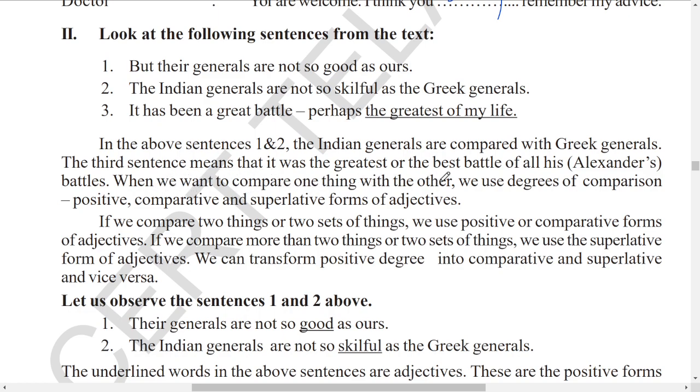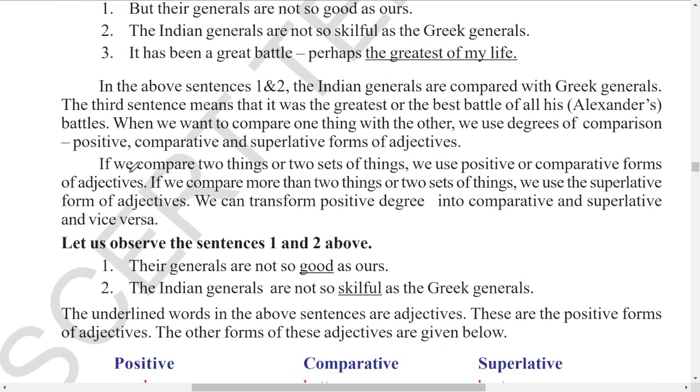Next one, when we want to compare one thing with another, we use degrees of comparison. So this is all a case of degrees of comparison. There are 3 degrees of comparison. What are they? Positive degree, comparative degree, superlative degree. If we compare two things or two sets of things, we use positive or comparative. Positive is used to equalize, whereas comparative is used to show the difference. Both of them are used with only 2 things. Now if we compare more than two things or two sets of things, we use superlative degree.